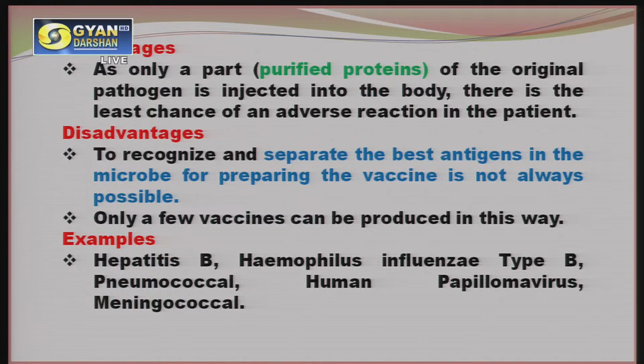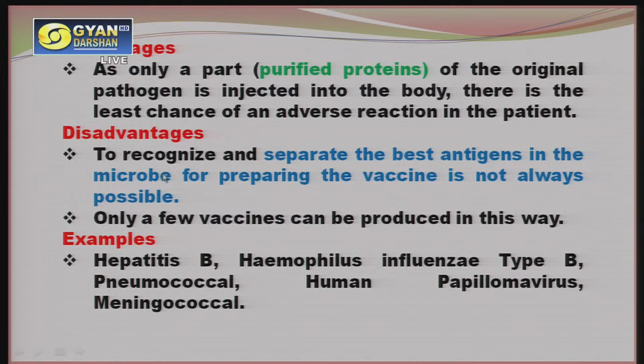So what is the advantage of the multivalent subunit vaccines? Advantage: as only a part, a purified protein of the biological pathogen, is injected into the body, there is the least chance of adverse reaction in the patient. If you utilize the subunit vaccine, there is a very small chance of an adverse reaction in the patient.